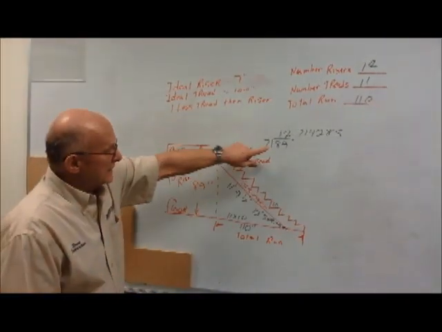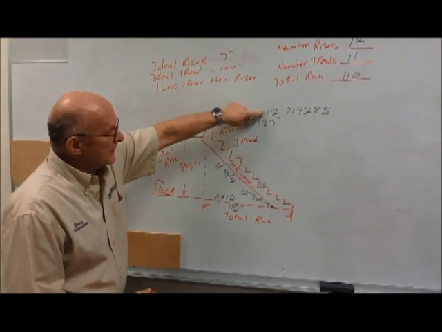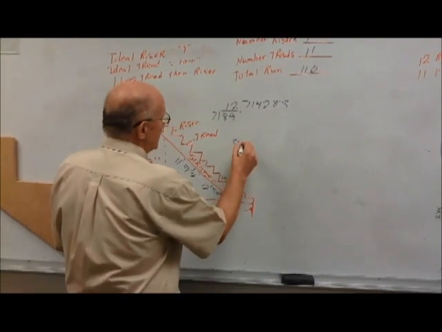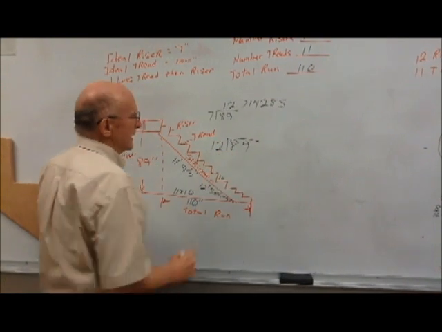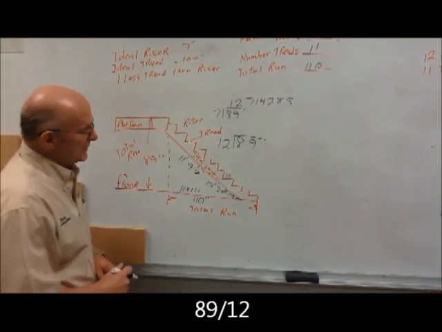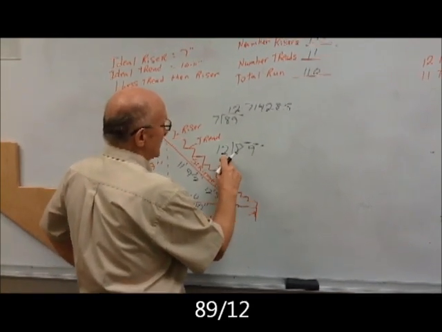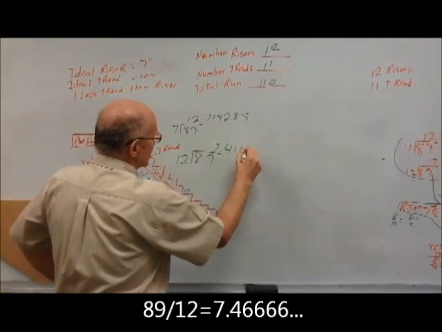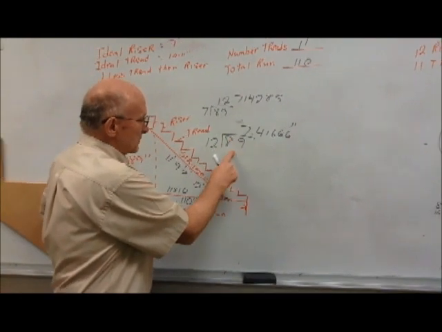So I took that 89 inches divided by 7, and I know I got 12 of them. Now my rise doesn't change, so I'm going to take that 89 and divide it by the number of risers I have. When I divide this 89 by 12, it gives me 7.416666, repeating.